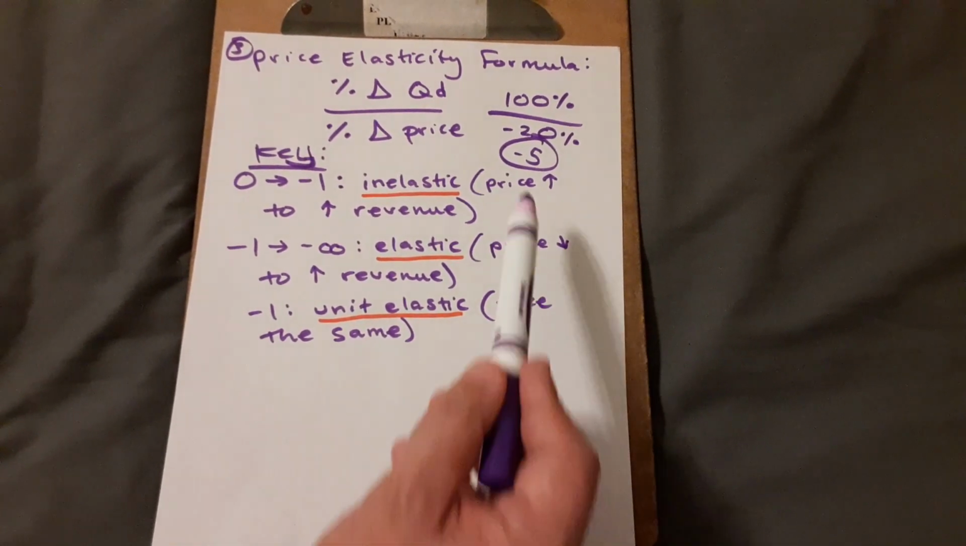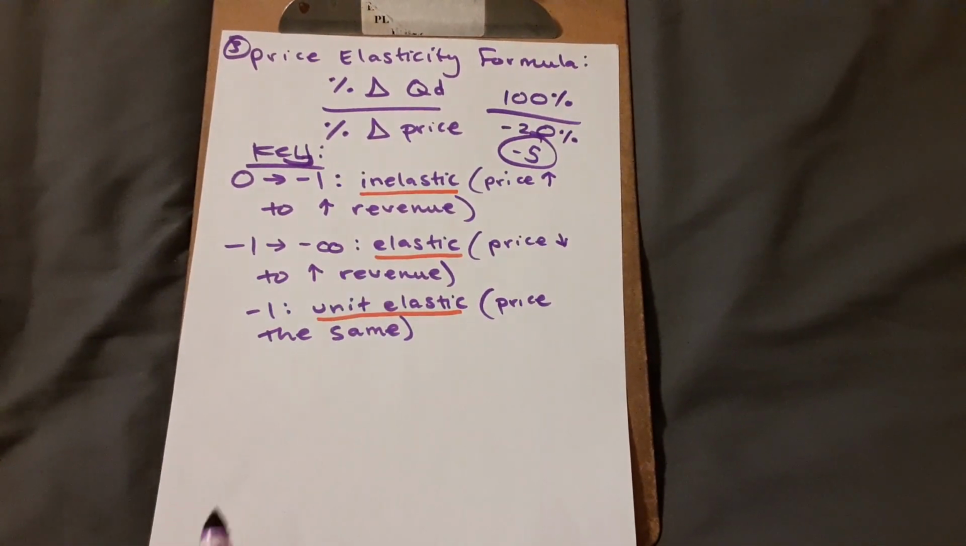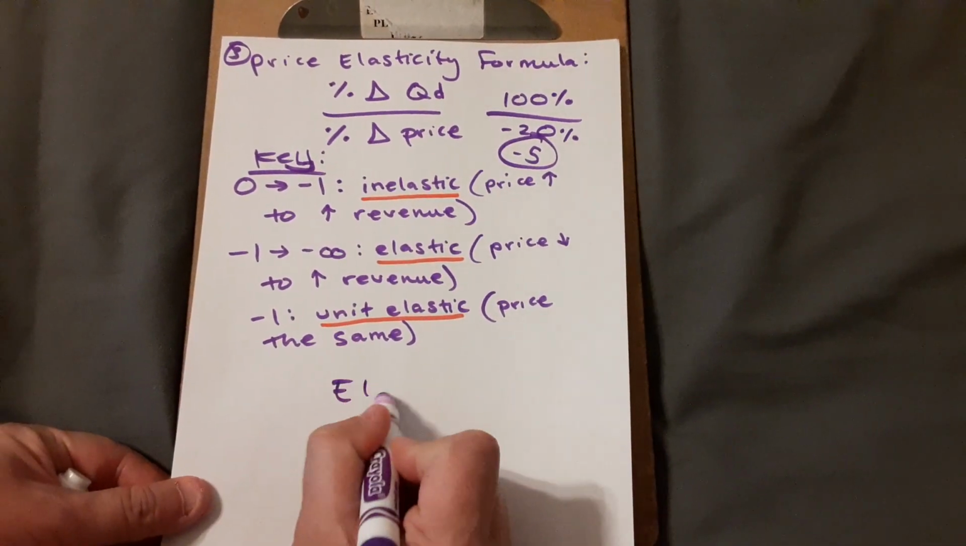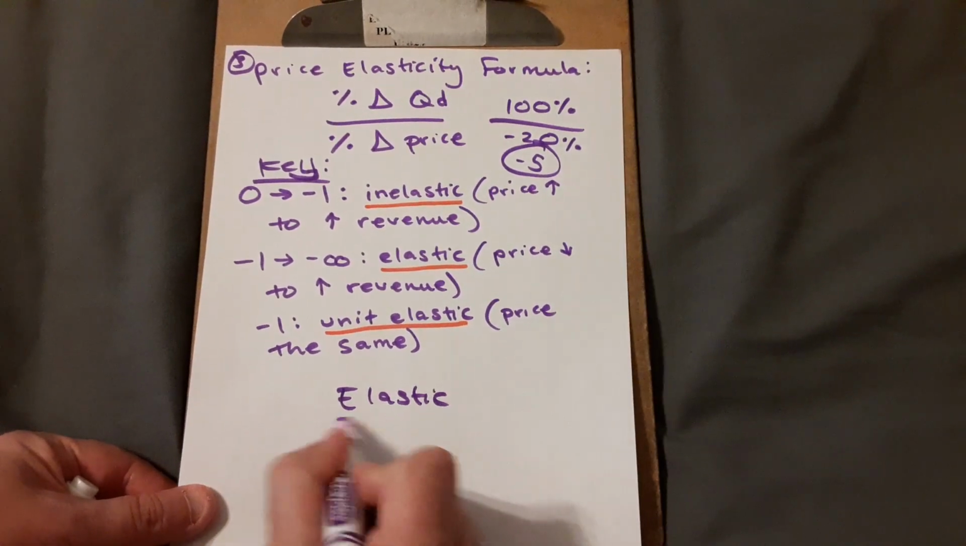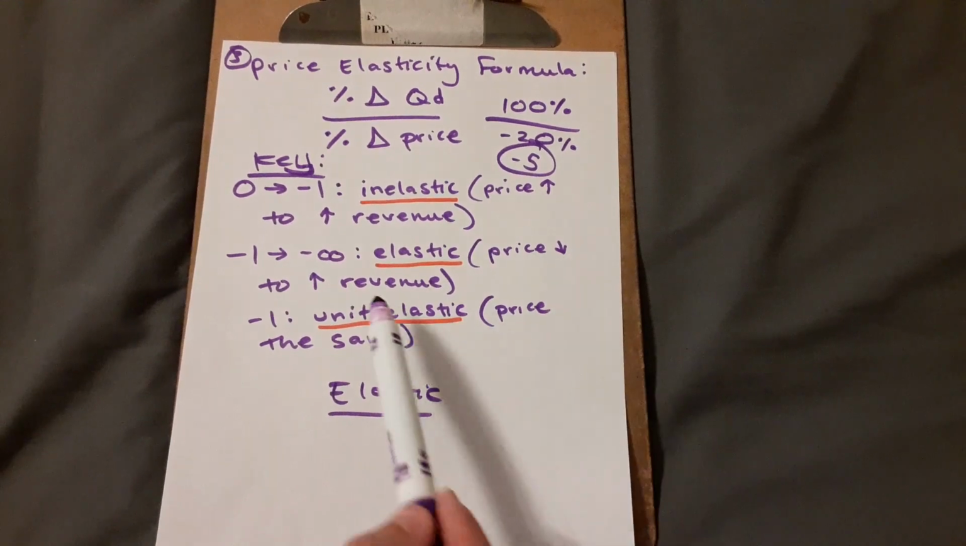Okay? So in our case, we got a -5. Well, -5 is between -1 to -infinity. So demand is therefore elastic. And an economist would recommend to a business owner maybe that they drop the price if they want to make more money.